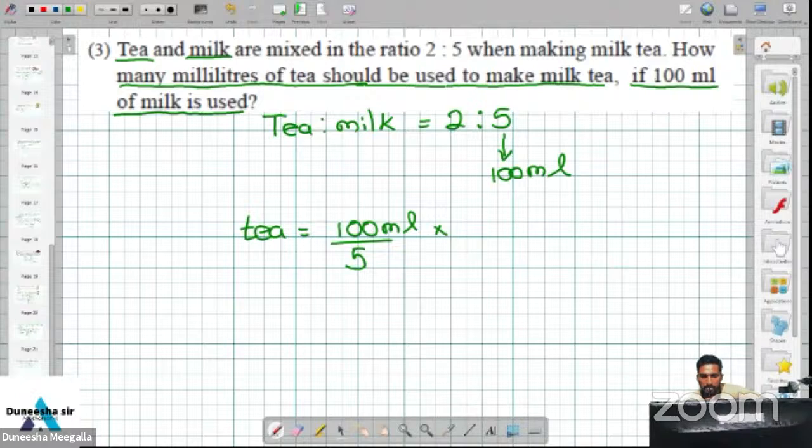Yes, Hirun answer is correct. Okay, next I am doing stew. It's 20 and answer is 40 milliliters. Okay. I think you can put it.